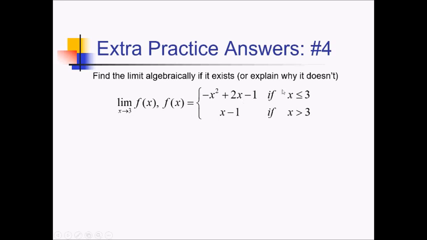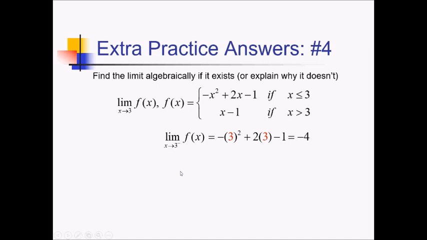For this one, we want to find the limit as x approaches 3 of this piecewise function. Since 3 is a border value, we're going to plug it into both of these rules to find the left and the right-sided limits. So the left side limit as x approaches 3, we're going to use the less than 3 rule here. So that's going to be -3 squared plus 2 times 3 minus 1. So we have -9 plus 6, which is -3, minus 1 gives us -4 for that limit.